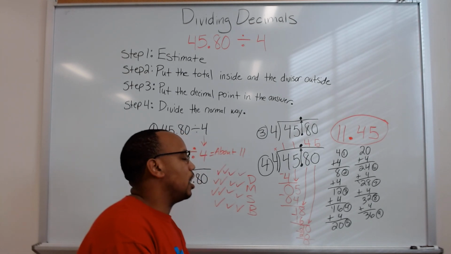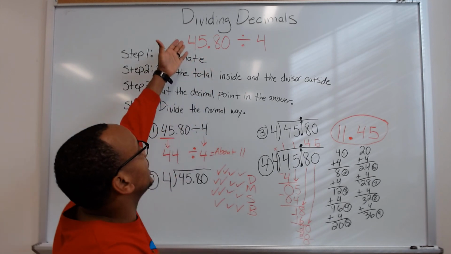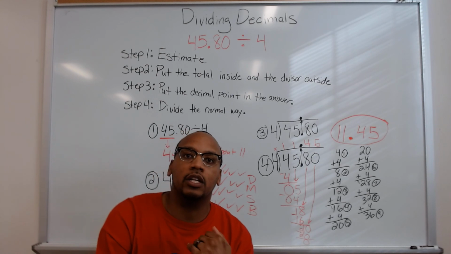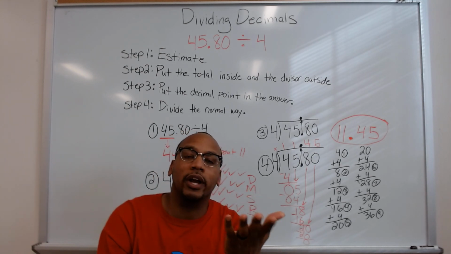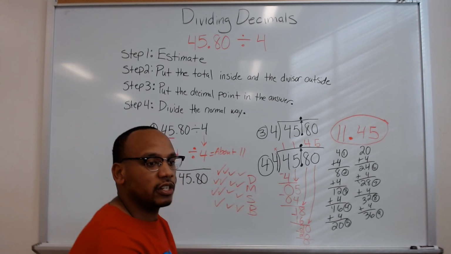All right? Again, this is Mr. T at Mr. T Do Numbers. This is dividing decimals. It's basically standard division, but you have to include where the decimal point goes. So the division cycle stays the same as standard division.